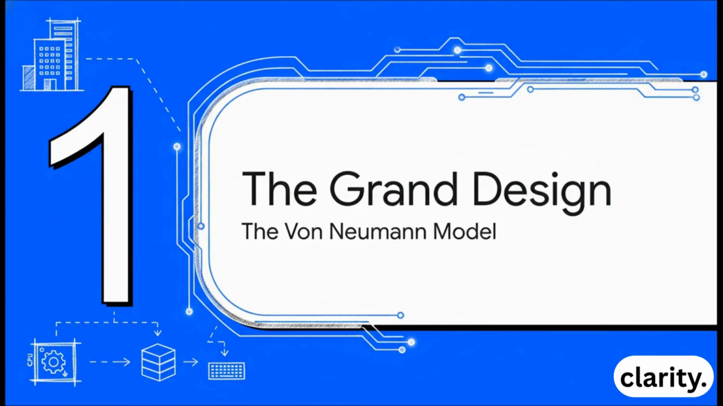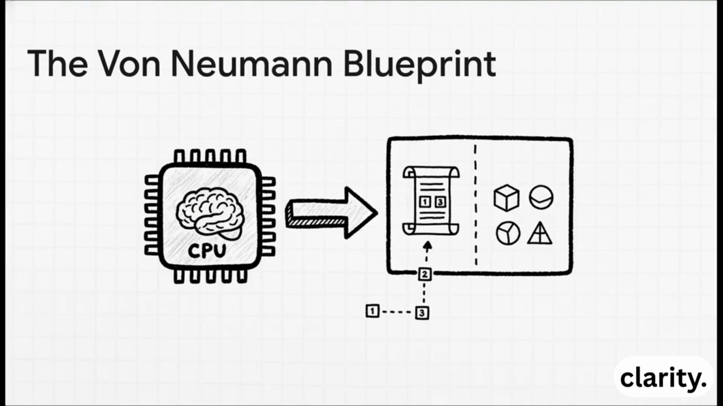All right, so any good construction project needs a solid blueprint, right? Well, for pretty much every computer made today, that blueprint is something called the von Neumann model. It's this incredibly simple but really powerful design that basically started it all. What's so amazing is just how simple and elegant this blueprint is. John von Neumann proposed this way back in the 1940s, and it really boiled down to four key ideas.